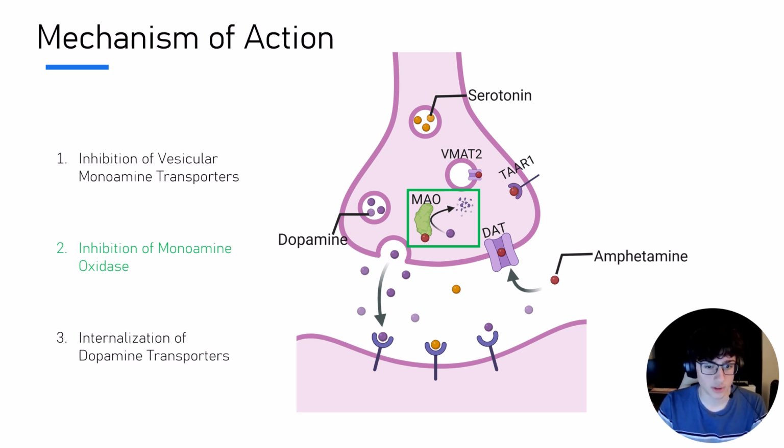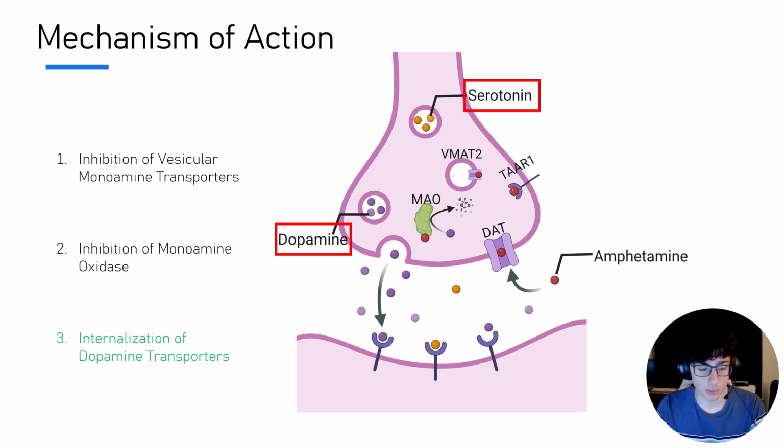The final mechanism involves the binding of amphetamine to an intracellular receptor known as trace amine associated receptor, or TAAR. This starts the process of internalization of dopamine transporters, causing an increase in the amount of dopamine that remains in the synaptic cleft, as there isn't an ability for reuptake to occur. So in summary, we are mainly affecting neurotransmitters like dopamine and serotonin, and even others like norepinephrine as well, which is extremely important to this process, but we won't talk about it today.